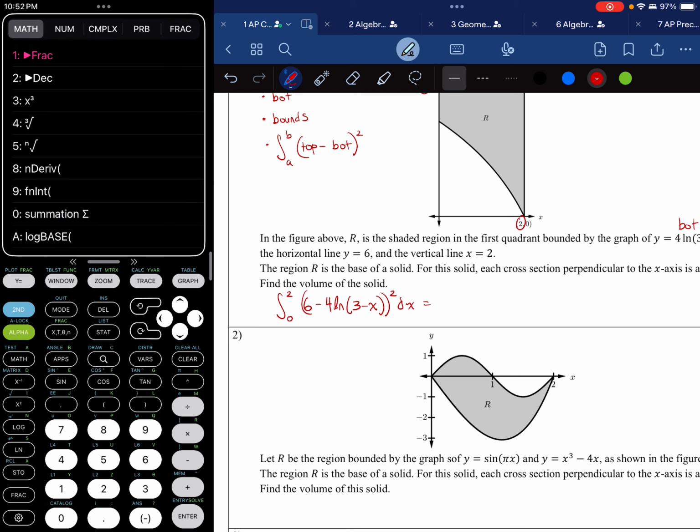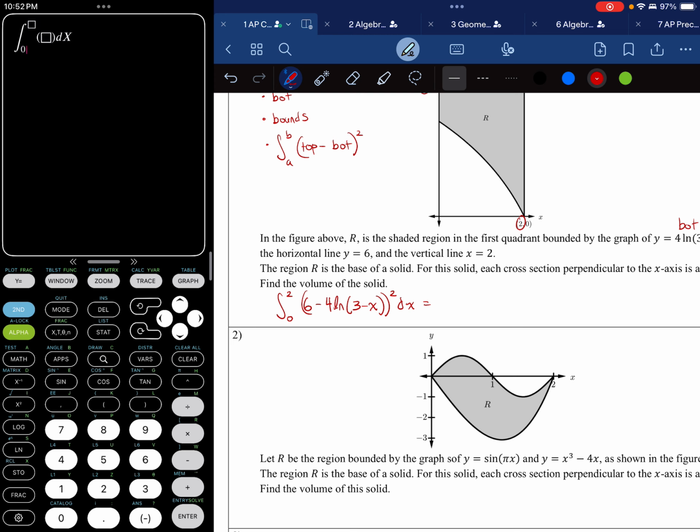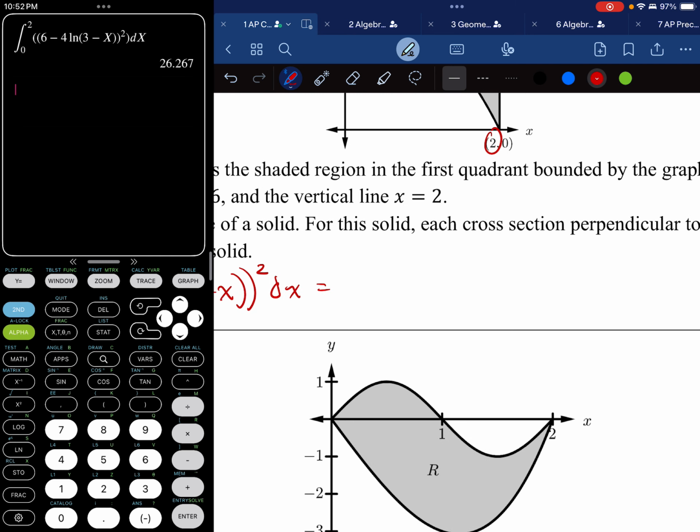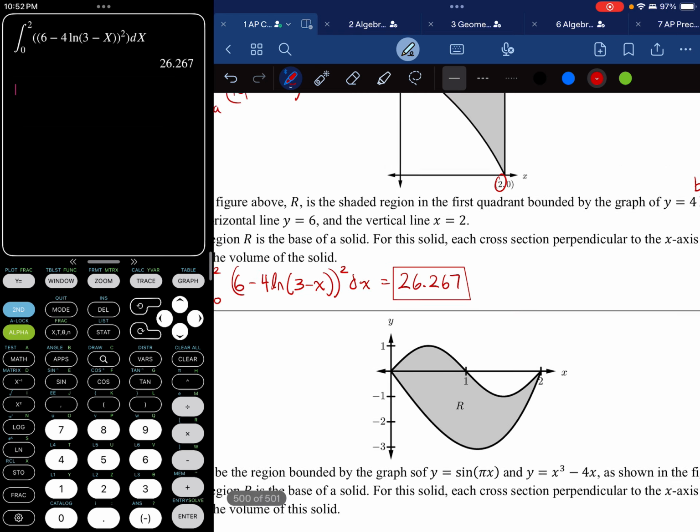So it's going to be math 9, and then it's going to be 0 to 2, and then I'm going to type in some parentheses because I know I'm about to square this: 6 minus 4 natural log of 3 minus x, and then end those parentheses, and now I'm on the outside. I can square both those functions and hit enter. And I get my final answer right into 3 decimal places automatically, 26.267, and done.